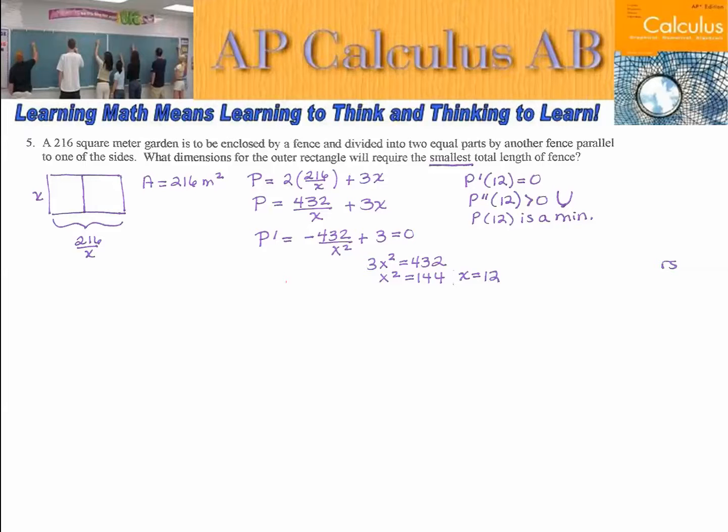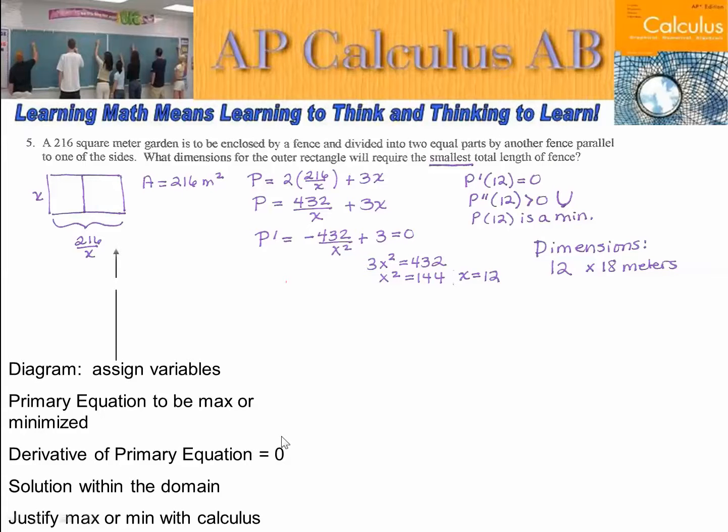But is this a max or a min? Taking the second derivative, we would get a positive 2 times 432 over x to the third, which is always positive. Therefore, P at 12 is concave up. At the critical point, it would be a min. The dimensions would be 12 by 18 meters. Is that what they asked us for? They said, what are the dimensions of the outer rectangle that require the smallest length of fence? It is. So let's see if we followed all the steps.